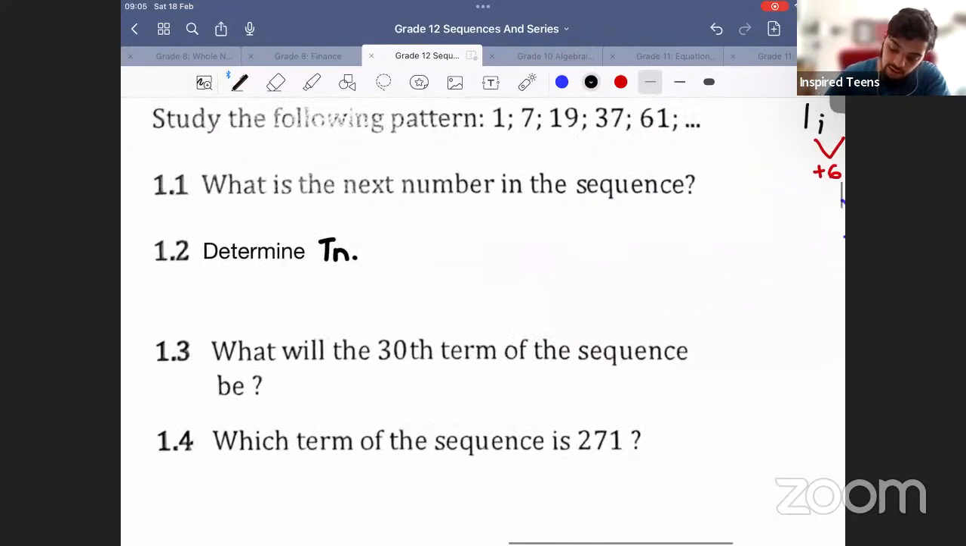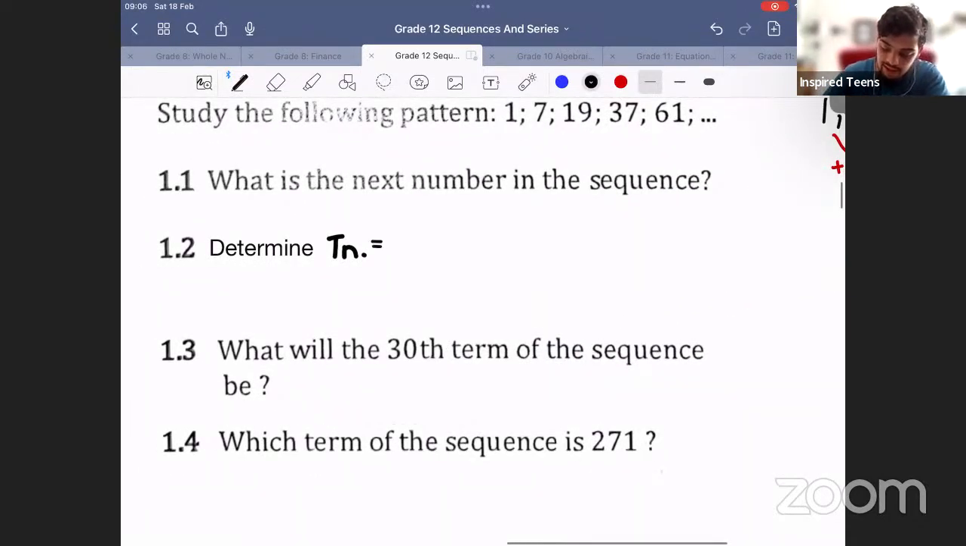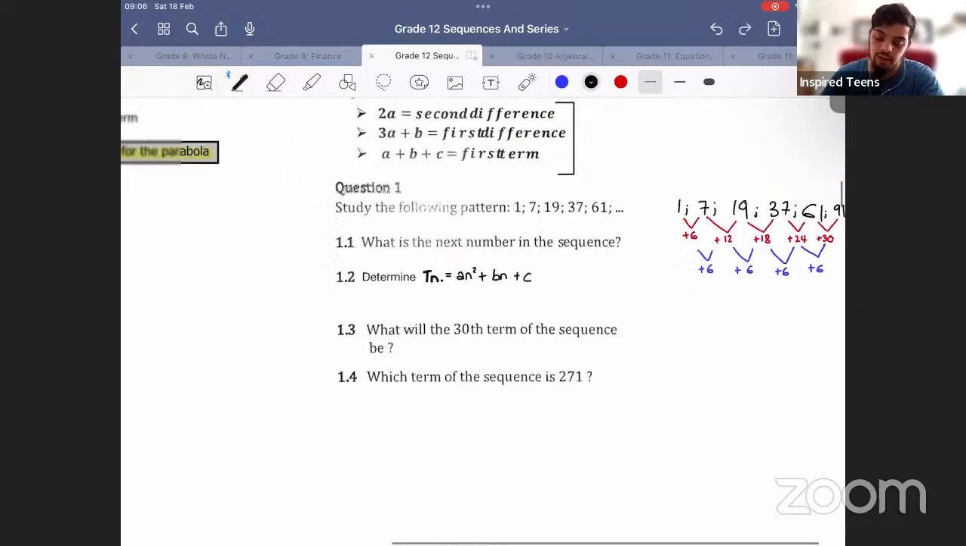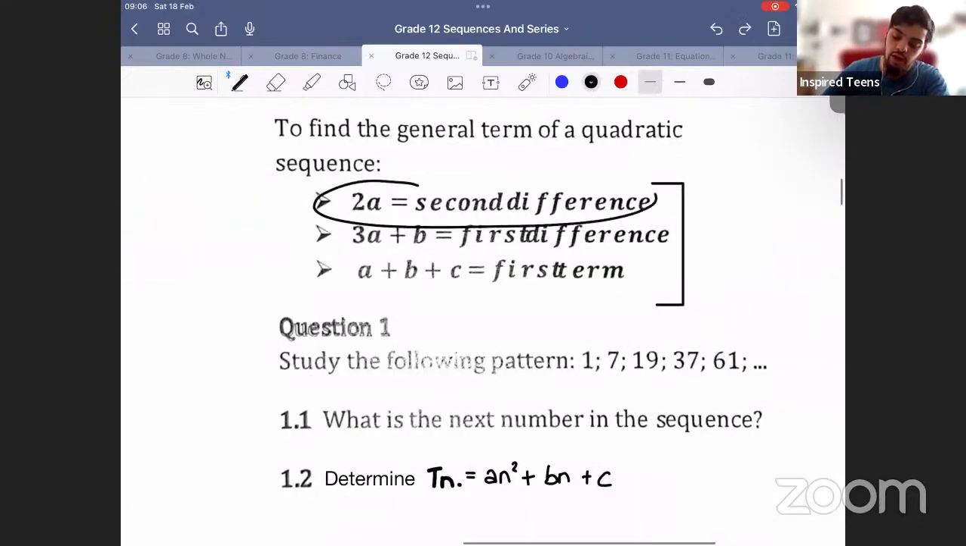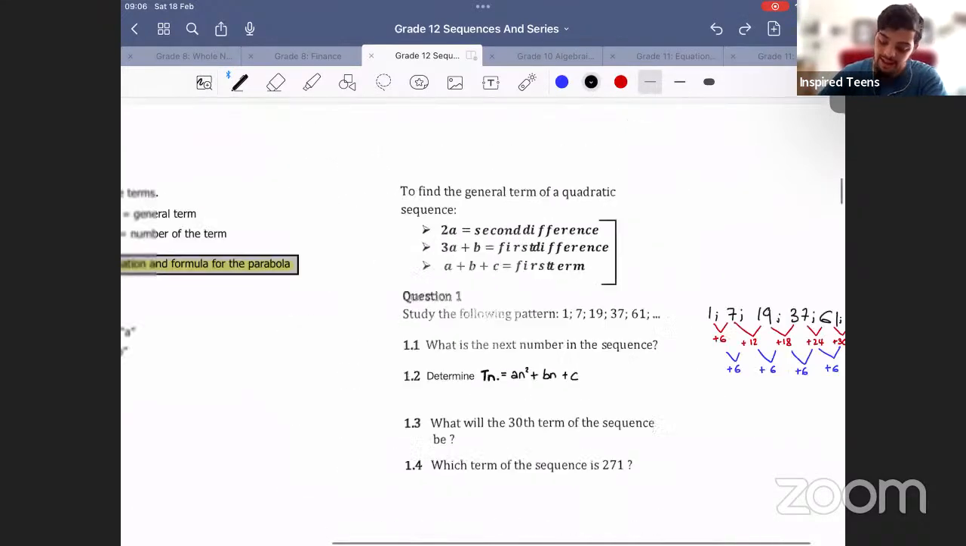Determine Tn. Remember for quadratic, Tn is equal to an squared plus bn plus c. Now, n we find with being an unknown. However, a, b, and c we need to solve for. So that's where this comes in. In order to solve for a, we need to say 2a is equal to the second difference.